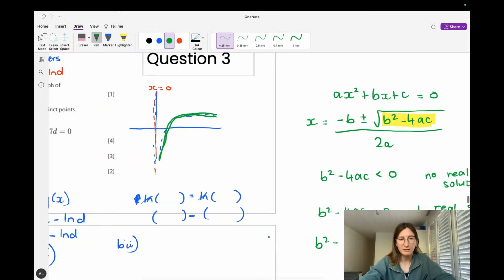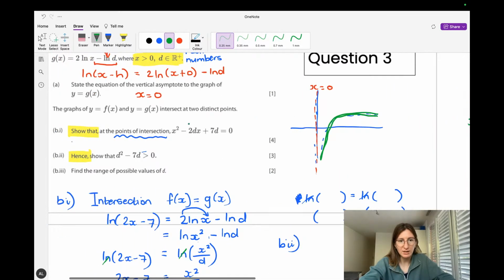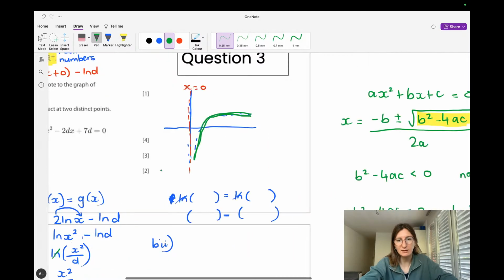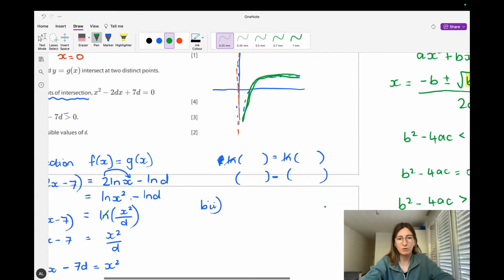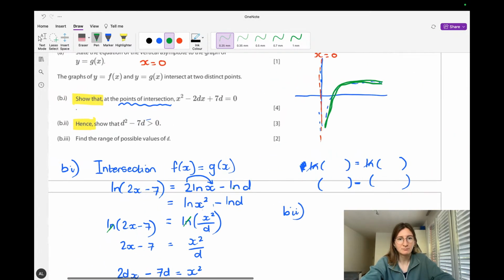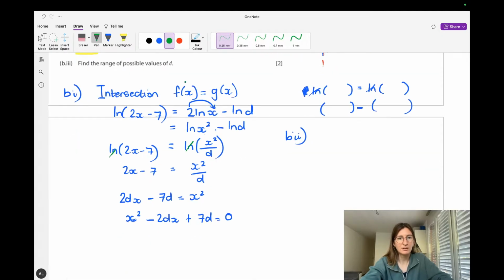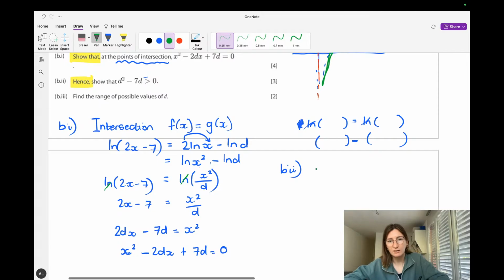So what they're saying here, after we've done this one, we've got our quadratic, and they're saying, when are the values here more than 0? That's our hint that we're using this one: when b squared minus 4ac is more than 0, we have two real solutions, because they said they intersect at two distinct points, two real solutions. So let's go and answer that. We want when the discriminant, b squared minus 4ac, is more than 0.